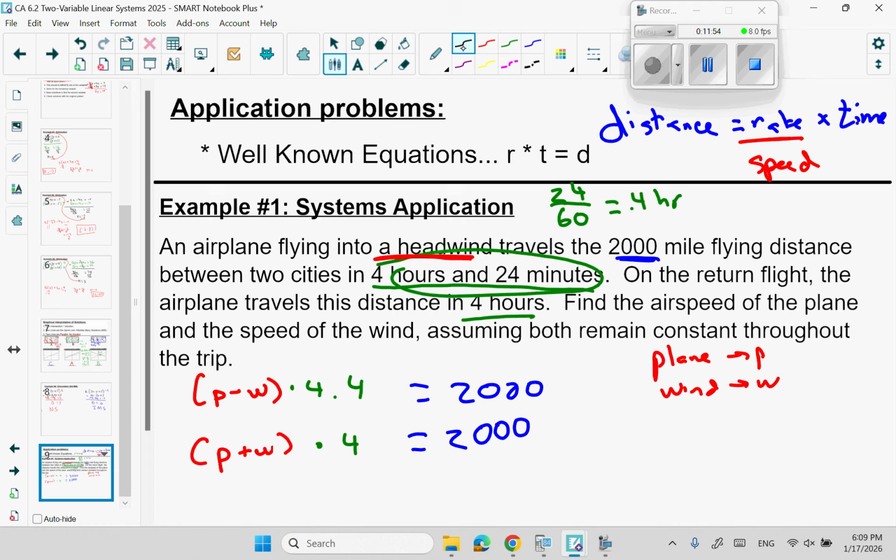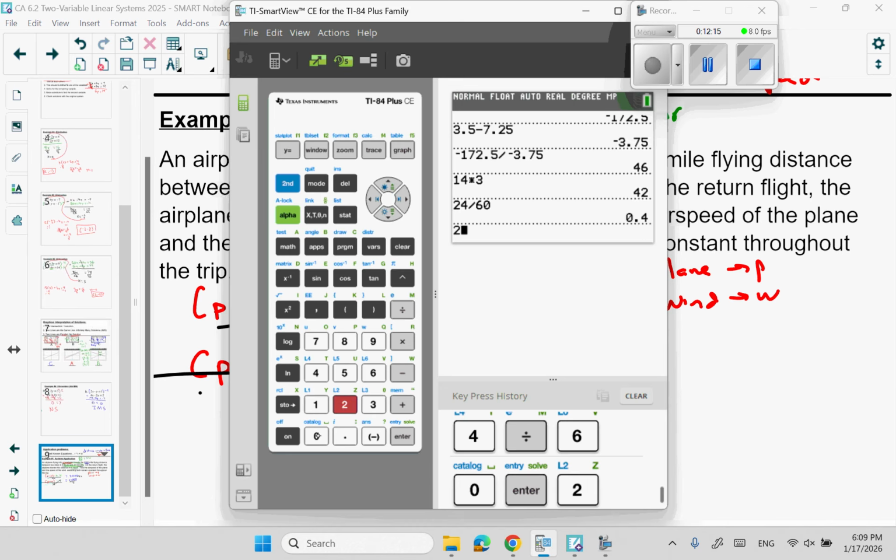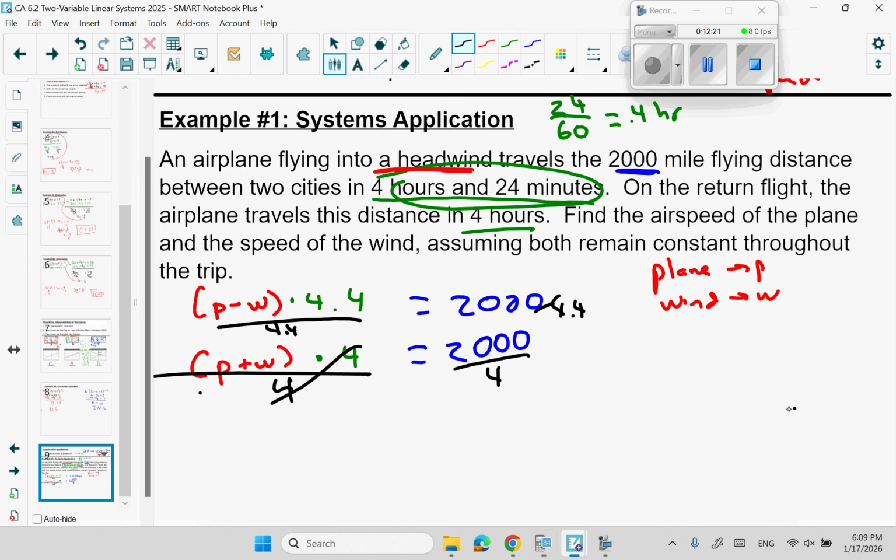From here, you have a couple choices. You could distribute the 4.4 and the 4, getting all sorts of interesting coefficients. But conceptually, we're just trying to get the P and W by themselves. So I'm just going to divide right now. So we get 2,000 divided by 4.4 gives us that. So I get P minus W equals 454.54 repeating, and P plus W equals 500.